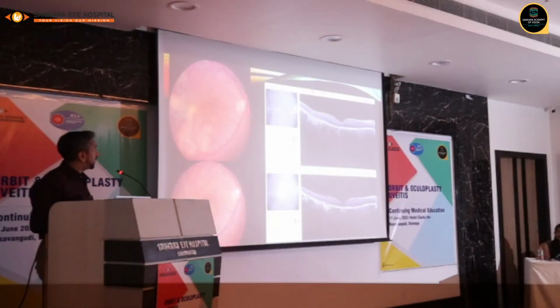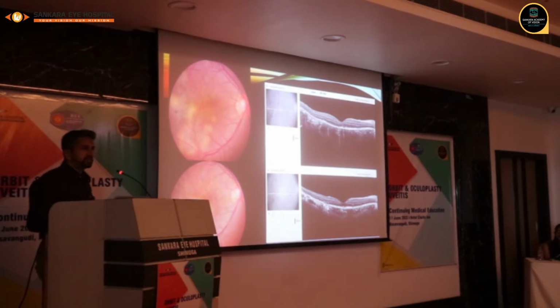Okay, and at the time of presentation, you can do an OCT. When in doubt, do an OCT if you have an OCT. You can see the retinal layers are very neatly arranged here, except for some disturbance here. But you can see the choroidal vessels are all congested, they are dilated. So you can see here.